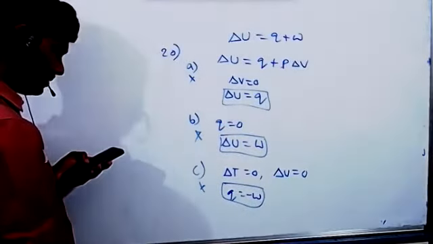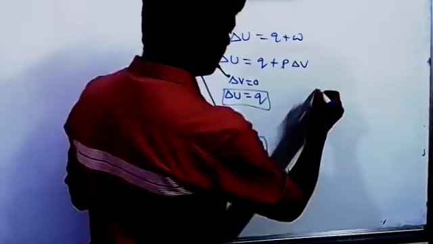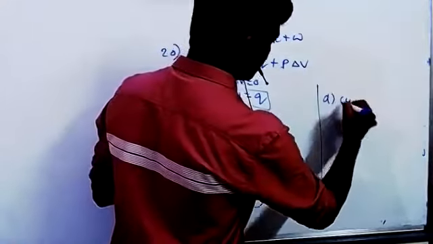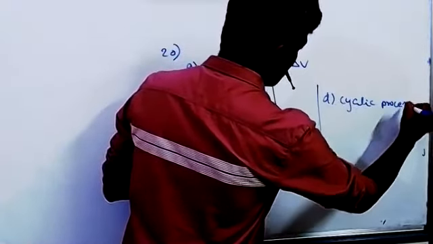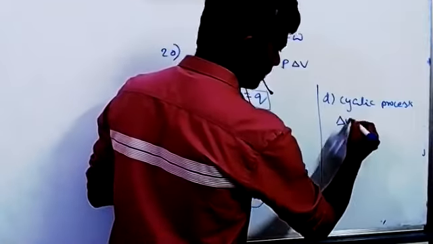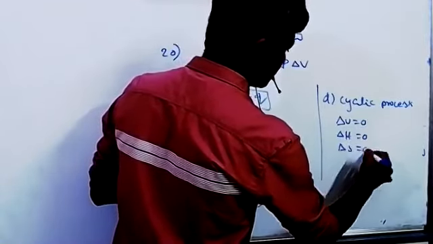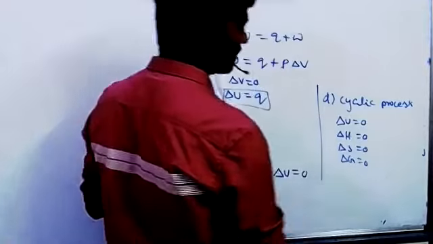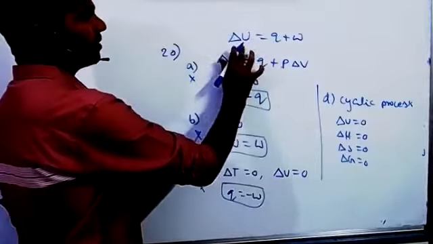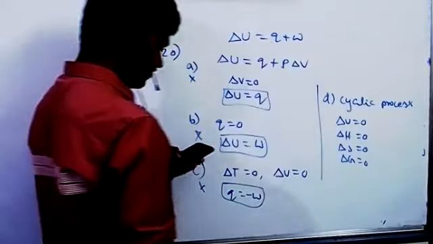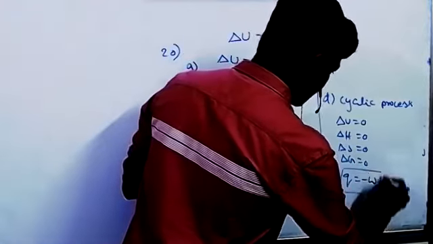D is for a cyclic process. See, in a cyclic process, all state functions like delta U become 0, delta H becomes 0, delta S also becomes 0, delta G also becomes 0. All state functions become 0. So if you substitute here 0, then Q is equal to minus W. So option D is the only correct one.